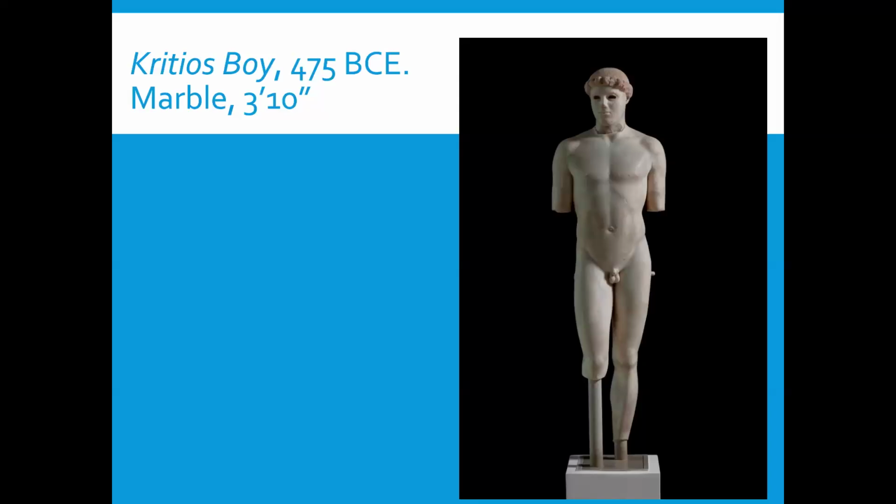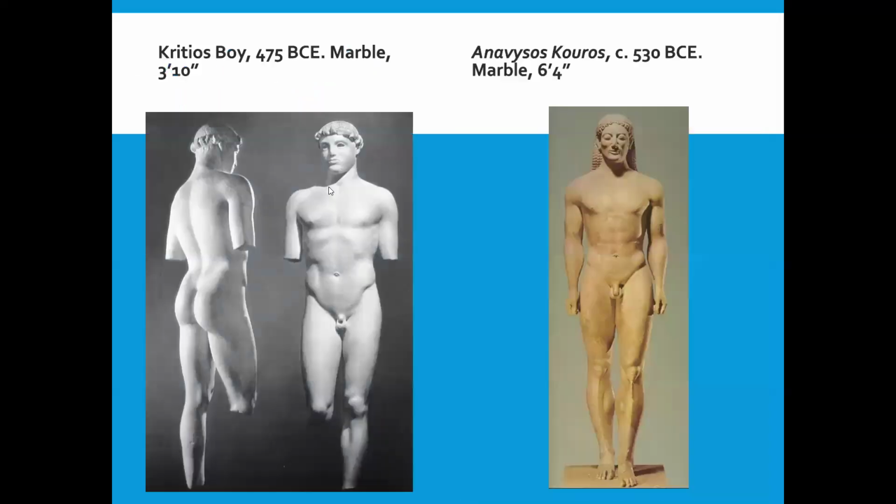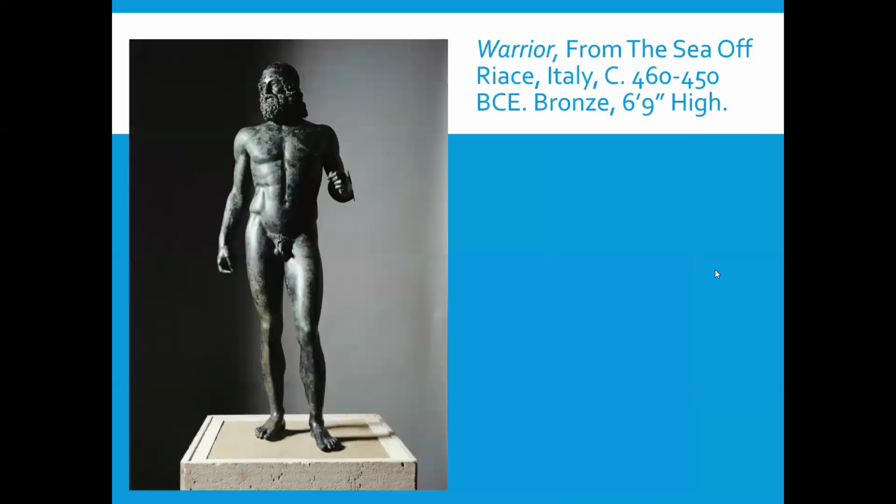His head is also ever so slightly tilted away from the center, which is moving out of that very stiff frontal box. And from there, here you can see the difference. From the back view of Kritios boy, you can see that one hip is jutting out versus the other. And while the Anavysos Kouros is more naturalistic than its predecessors, it is still very stiff and frontal, arms at the side, hands in fists. And it just continues from there.